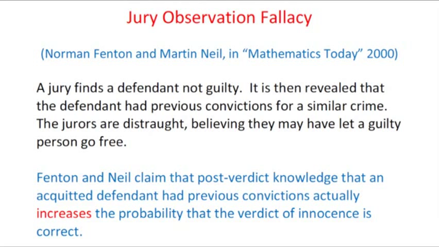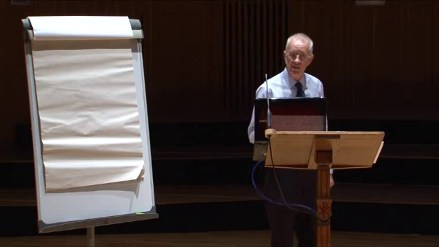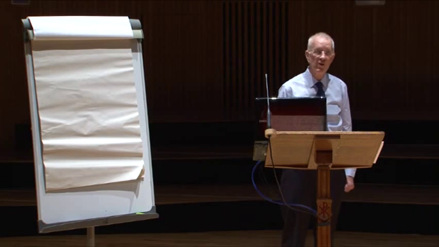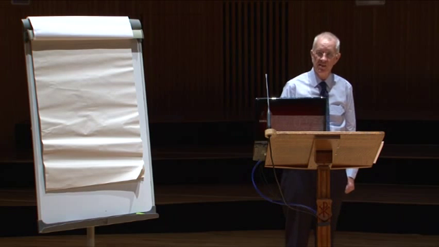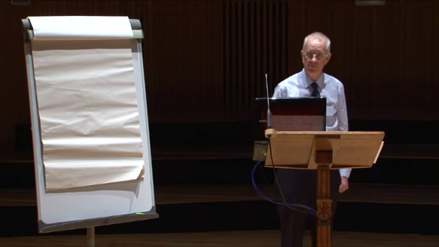But I'd urge caution on anyone advocating such a change, because there's another fallacy which deals with precisely this situation. This is the jury observation fallacy, introduced by Fenton and Neal in 2000. The scenario is that the jury finds a defendant not guilty. It's then revealed that the defendant had previous convictions for a similar crime. The jurors are distraught, thinking they've let a guilty person go free.